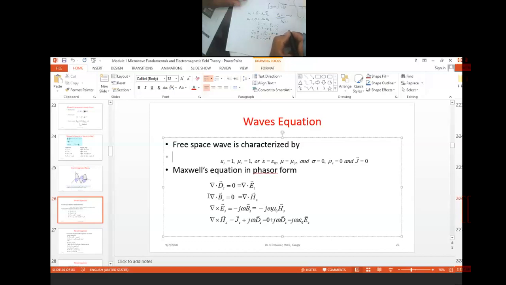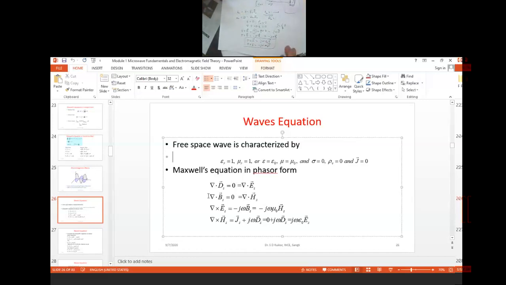But J is equal to conductivity times E, that is sigma E, and sigma is equal to 0 for free space. So this is nothing but j omega D, and this is nothing but j omega B. These are the equations for del cross H and del cross E. Again we rewrite: del cross H is equal to j omega epsilon 0 E in terms of the electric field, and del cross E is equal to minus j omega B, where B is equal to mu 0 H.